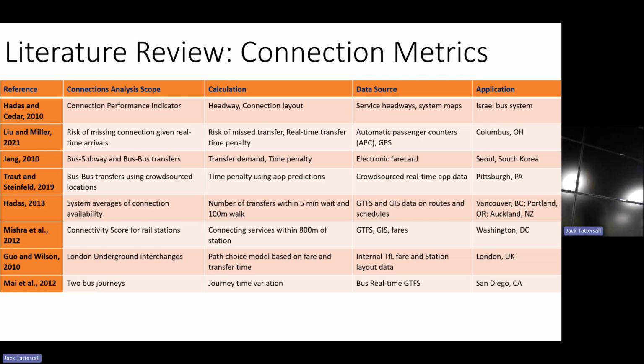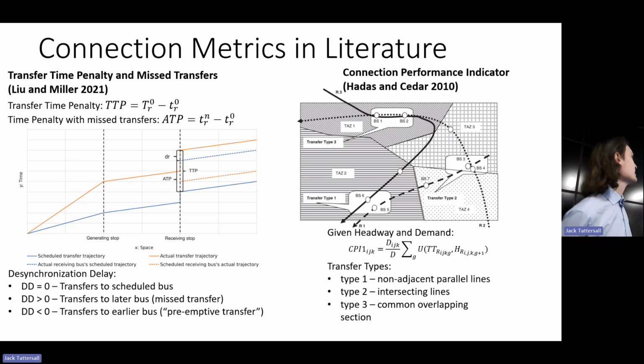more characteristic metrics that just look at potential connections and not necessarily how they actually perform with respect to the timetable. There's a few connection approaches taken in the literature that I would like to call out into more detail. Liu and Miller in 2021 used a transfer time penalty and missed transfer analysis where they used automatic passenger counter and real-time GTFS data from buses to look at the transfer time penalty or the penalty because of connecting from one bus to another bus, and specifically the delay incurred if you missed the bus you were planning on connecting to and so you had to wait for the next bus and missed transfer, or where you actually gain time because you transfer to an earlier bus than you're expecting to transfer to, which would be like a preemptive transfer.